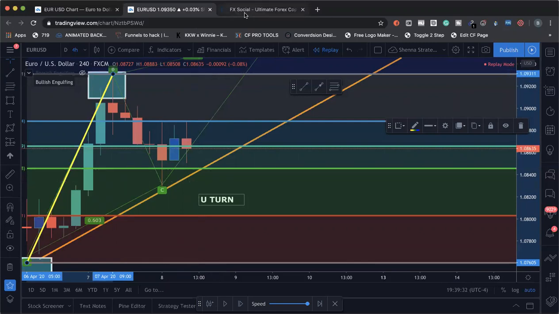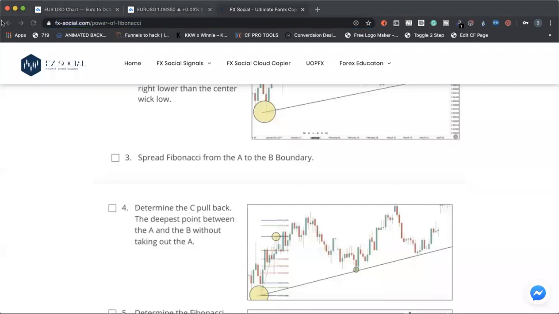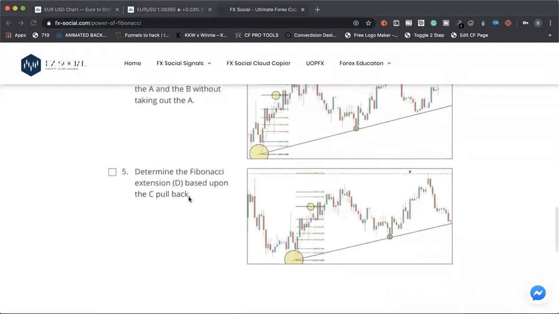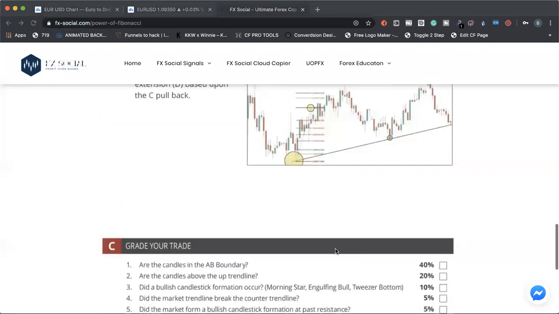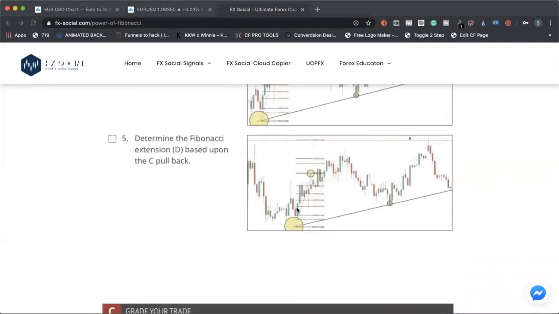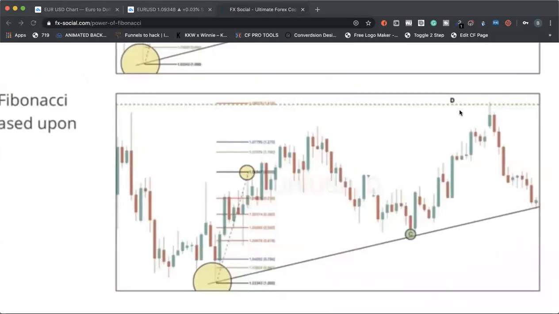Now let's go back to the diagram. What does it tell us in the diagram? It says to determine the extension based off the D. So look, if we look at it, A, B, C, and if we zoom in, this is D. Meaning that since A, B, and C was created, we know it can potentially go up all the way past B, take out B, and hit D. So let's look at this trade.